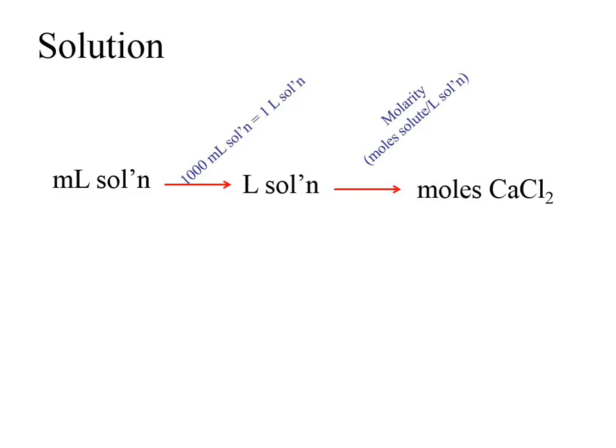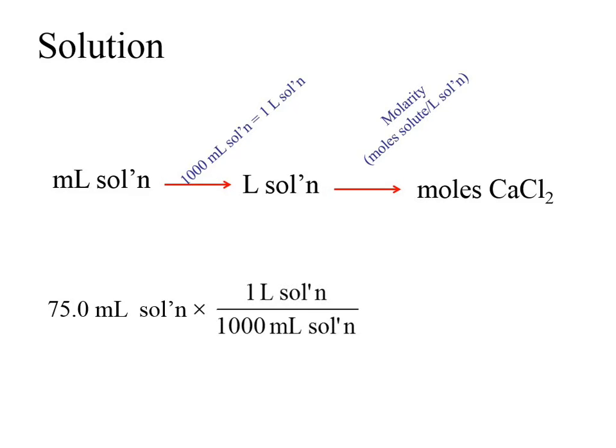So the first term is our milliliters over 1. Then we want milliliters to cancel, so we'll put 1 liter over 1,000 milliliters as our second term. Milliliters will have canceled, and we'll be left with liters. And then we bring in the molarity. Since we want liters to cancel, we're going to use the non-flipped version of the molarity: 0.108 moles of calcium chloride per 1 liter of solution.